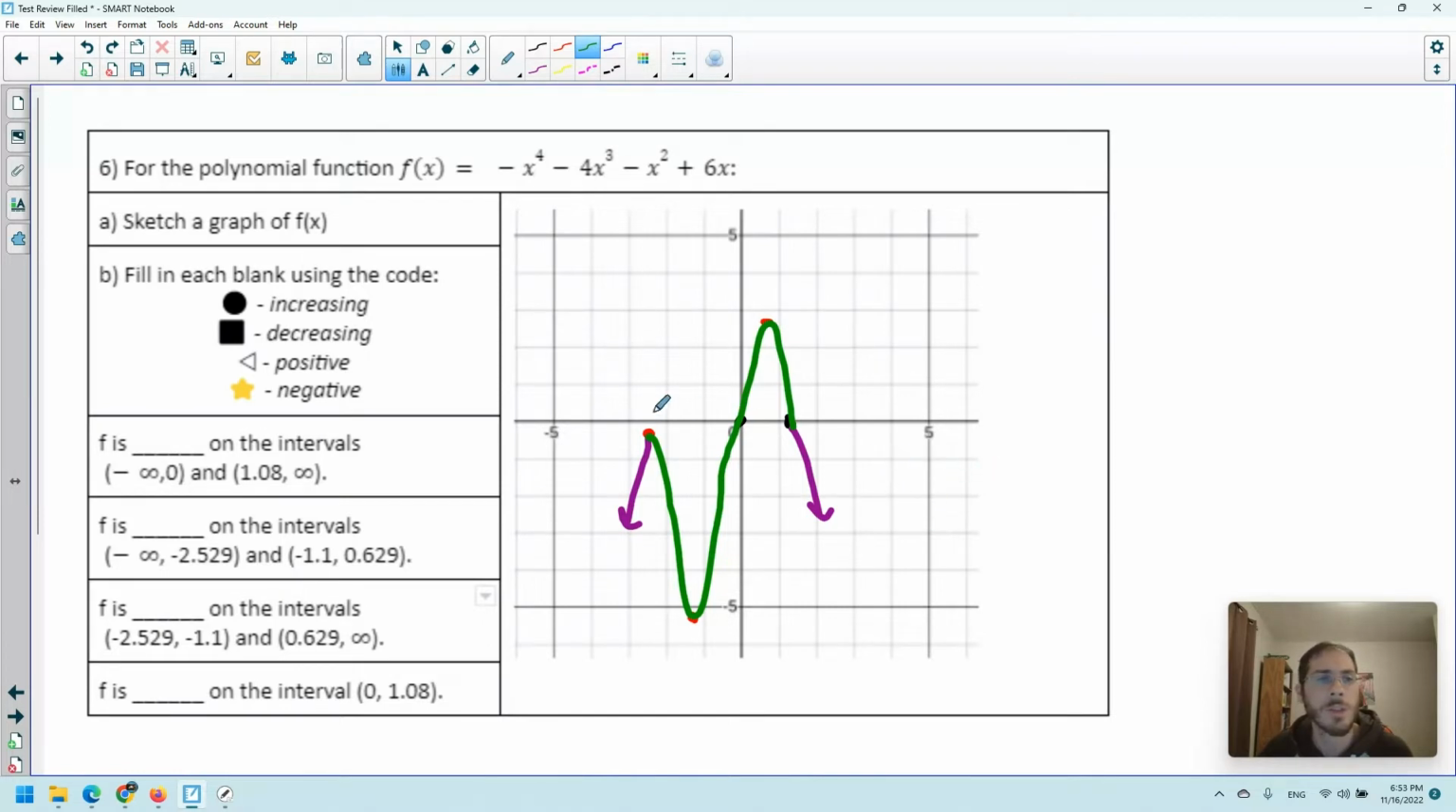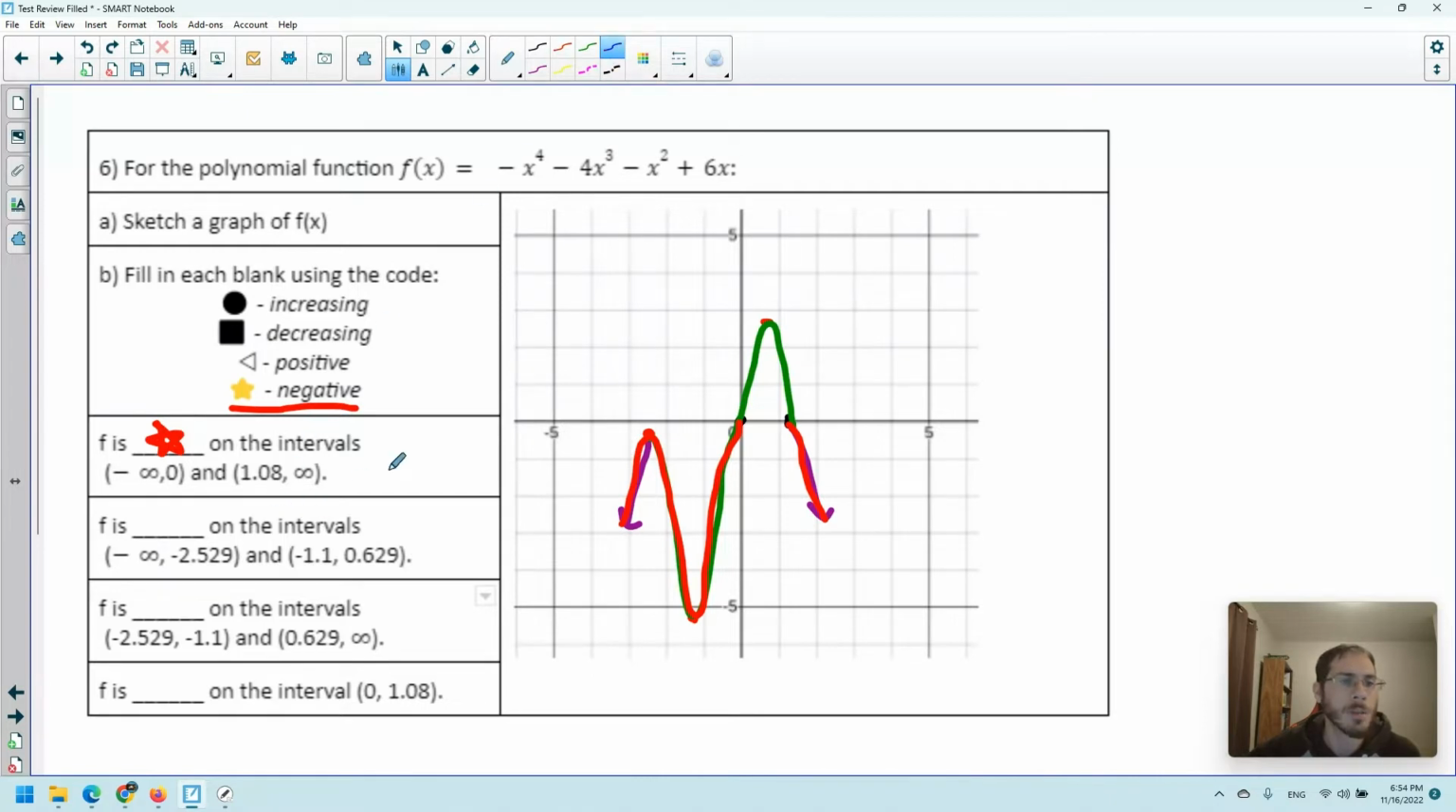So what we need to do is we need to match up each of our pieces. So first one we got is we've got the intervals from negative infinity to 0, and then 1.08 to infinity. Well, that would be this part of the curve and this part of the curve. And if we look at those two parts, there we're actually below the x-axis. If we're below the x-axis, that means that we're negative. So we'll put a little star on that one.